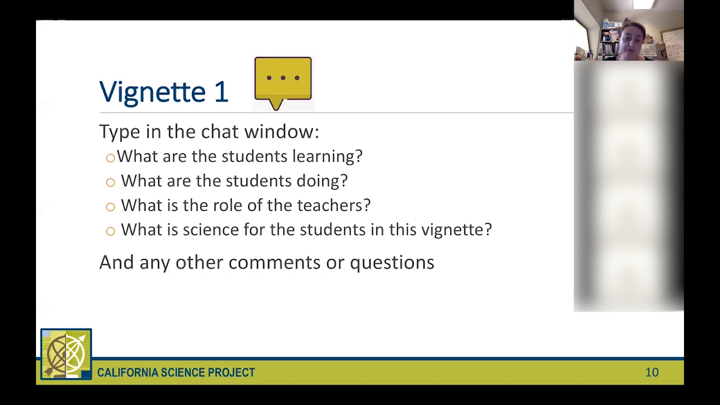The topic in both vignettes is the students are learning about the phases of the moon, but there is a very distinct way in which the teacher is managing the activities, facilitating the activities in the first one, compared to the second one. And somebody earlier mentioned that the first vignette is more teacher-centered, while the second one is more student-centered.